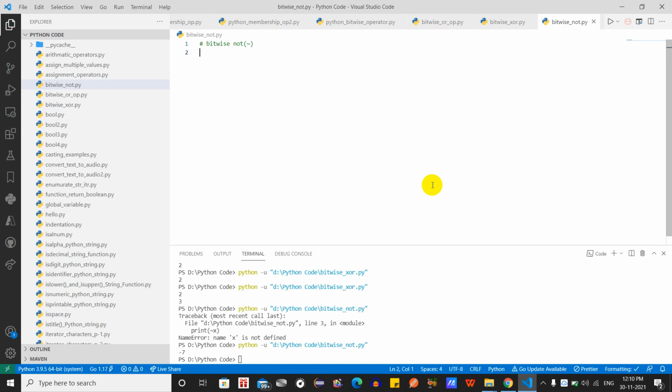Okay, so suppose you have taken any data and converted it to binary form. Whatever the binary form comes out, if you convert it to the negation form, it means all the zeros are converted to 1 and all the ones are converted to 0. You have to remember this point. That's all: 0 is converted to 1 and 1 is converted to 0.